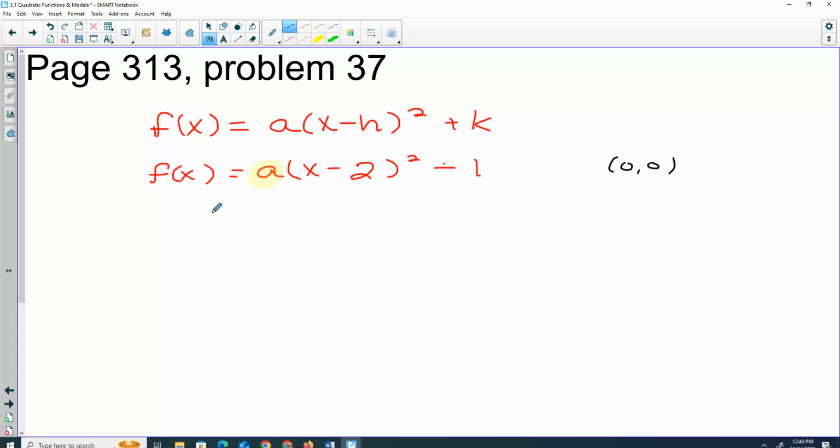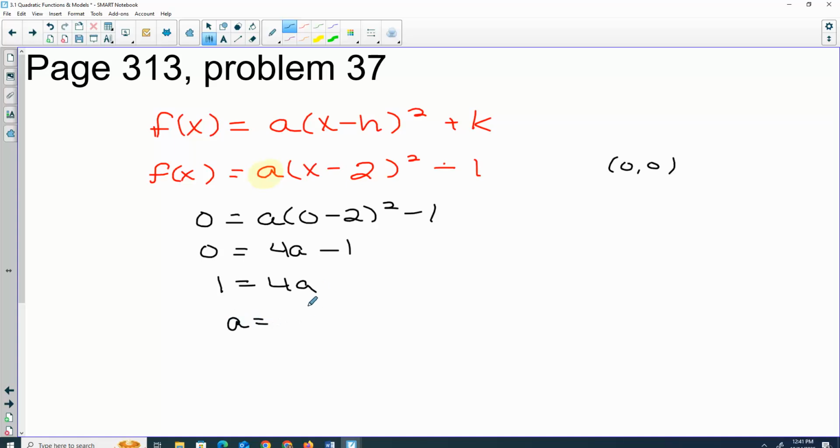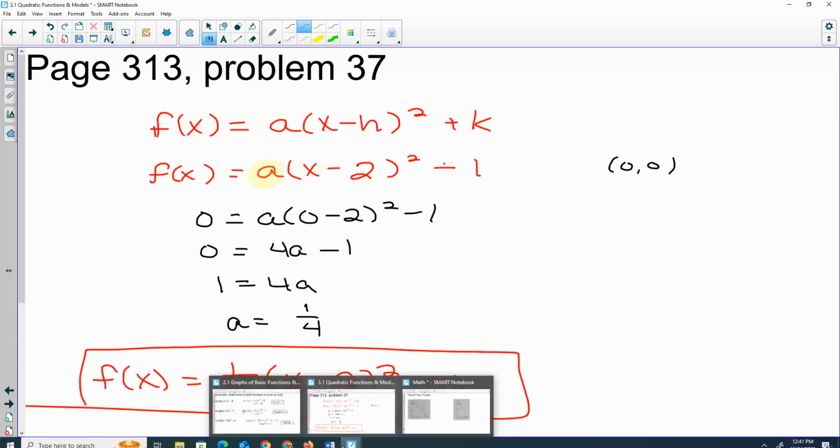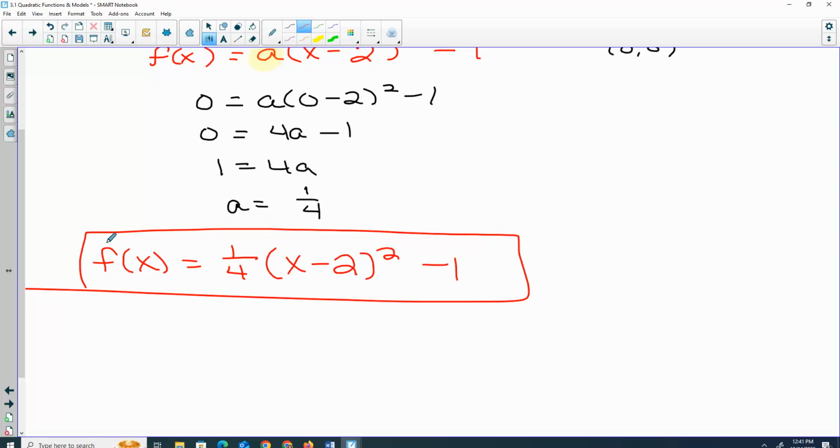So if I plug that in for my x and my y, so f of x is like my y, my x is 0, (0 minus 2) is -2, squared is 4. So that gives me 4a minus 1. So if I add over my 1, divide, a is 1/4. So now I know my full equation. My function is 1/4 times (x minus 2) squared minus 1. So if you have to write the equation from the graph, start with the vertex, and then find another point on the graph you can plug in to see if there's a coefficient in front.